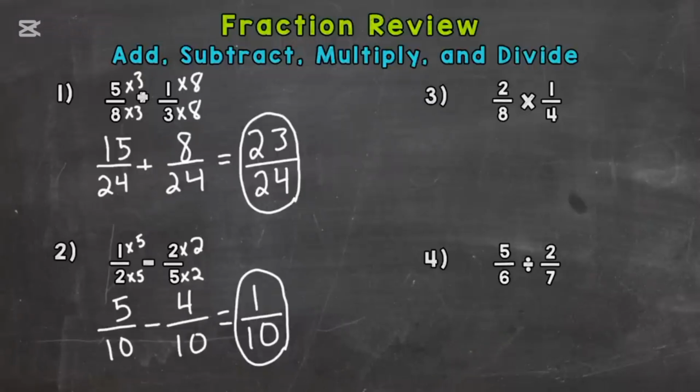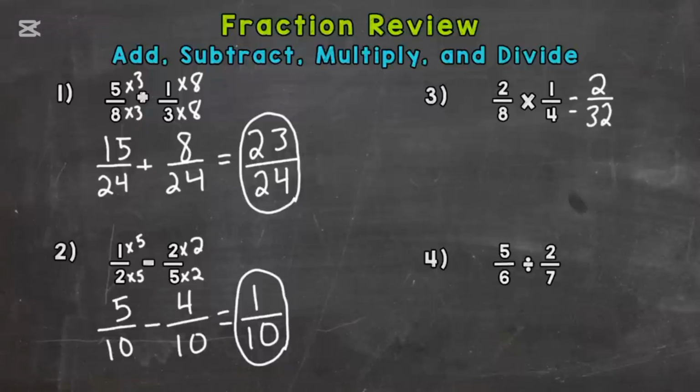Number 3, multiplying fractions. So with multiplying fractions, we do not need a common denominator. You actually just multiply straight across. So you go numerator times numerator and denominator times denominator. So 2 times 1 is 2, and 8 times 4 is 32.